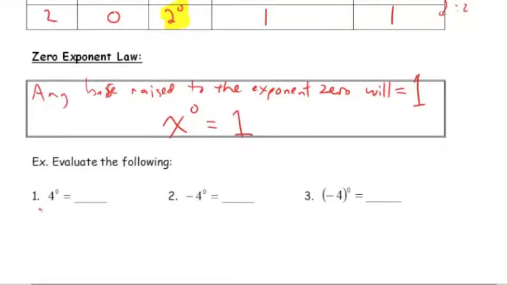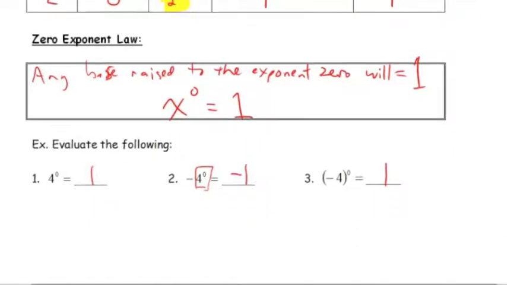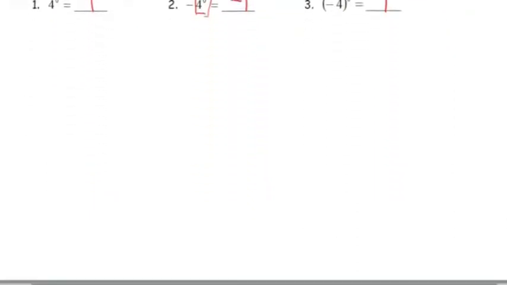So for instance, in these three, if we have 4 to the power of 0, that's just going to be 1. Here we have negative 4 to the power of 0. So remember, 4 is our base, so this thing here equals 1, and then we have that negative out front of it. Here, the base is the entire thing of negative 4, so negative 4 raised to the power of 0 is going to give us a positive 1. We'll work lots more with those positives and negatives when we come back to class.